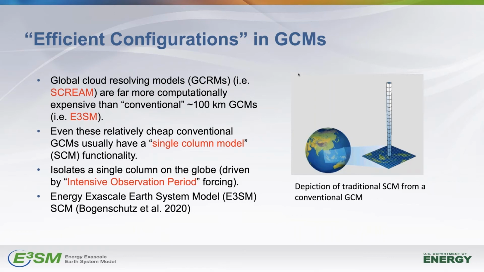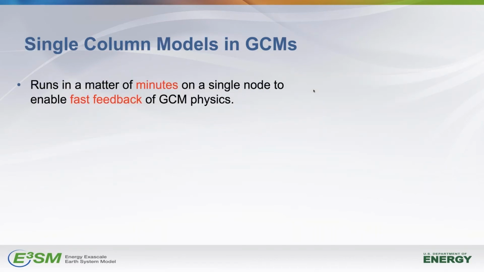These columns are driven or forced by what is known as intensive observational period forcing. This forcing is often taken from observational field campaigns that we can then use to run our model in SCM mode and directly compare the simulation output to observations. Now, the biggest advantage of single column models is that they can run in a matter of minutes on a single node. Therefore, this enables fast feedback on performance of your GCM's physics in your model.